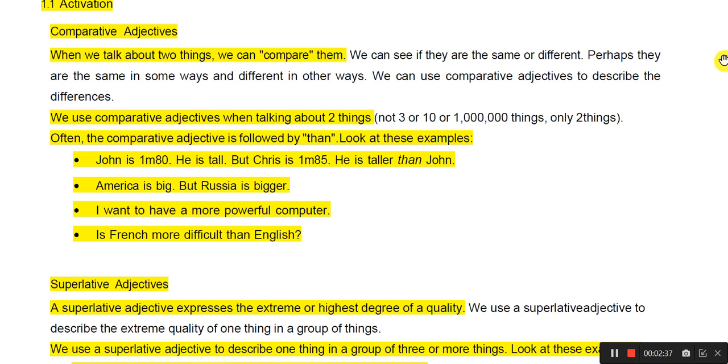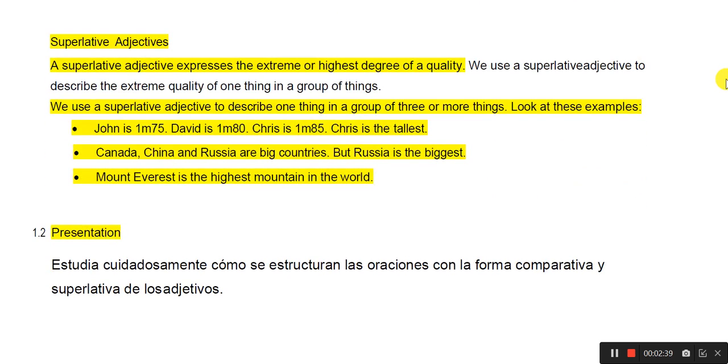What about the superlative form? In the superlative, it says, a superlative adjective expresses the extreme or highest degree of a quality. Dice que nos expresa el grado más alto o extremo de una cualidad. And look at here. We use a superlative adjective to describe the extreme quality of one thing in a group of things. Por eso es que ya comparábamos solo dos, pero ahora dice que comparamos un grupo de cosas. We use a superlative adjective to describe one thing in a group of 3 or more things. Aquí sí podemos comparar entre 3 o más cosas.